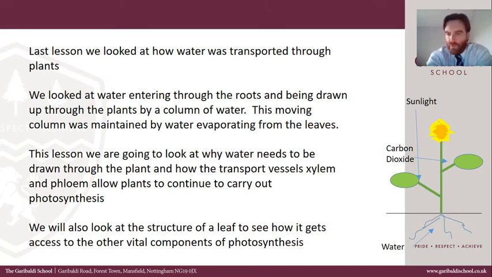So the vessels that we looked at in terms of transporting the water were called xylem, and these xylem run from roots all the way up to leaves, transporting that water to where it needs to go. The other vessels that we looked at were called phloem, and they were more to be carrying sugars and other nutrients which are important for photosynthesis. So by the end of this lesson, you'll have some idea of what the structure of a leaf is like, and how that leaf structure enables photosynthesis to happen.